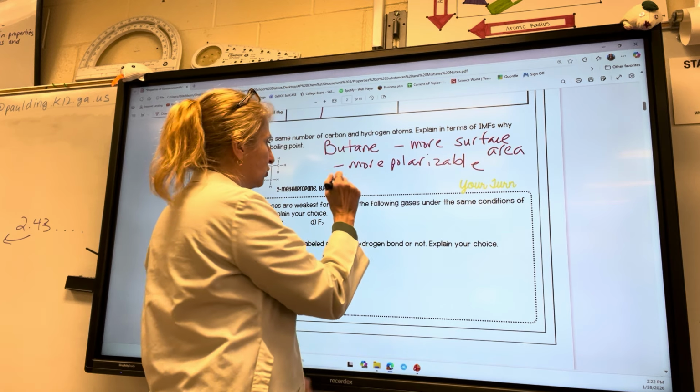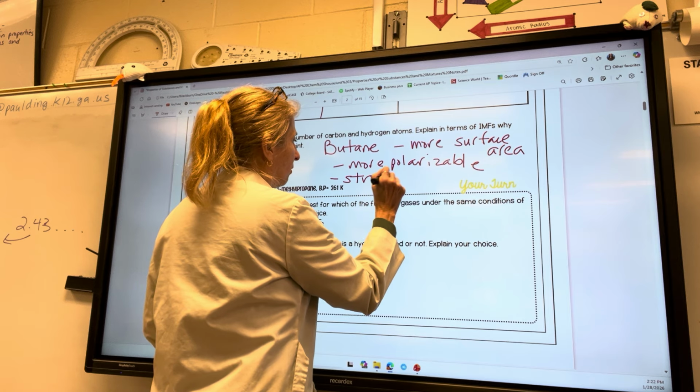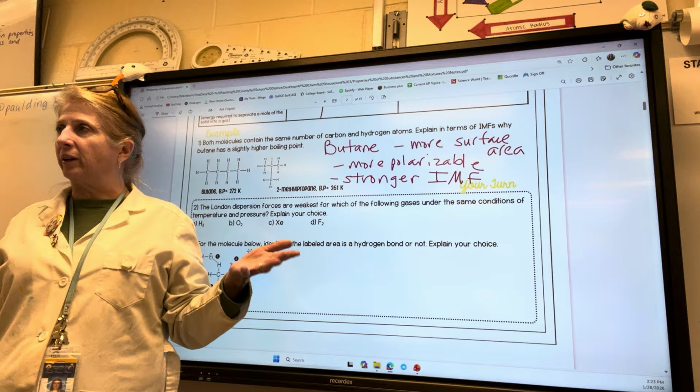And it has stronger intermolecular forces. Okay, this is a very important thing. Really, all three of these, it says, explain in terms of intermolecular forces why butane has a slightly higher boiling point. In a way, all three of these are saying the same thing. And so this is really important.